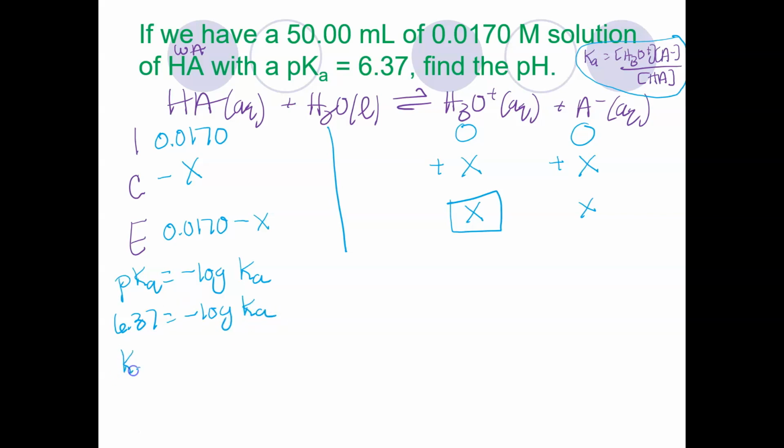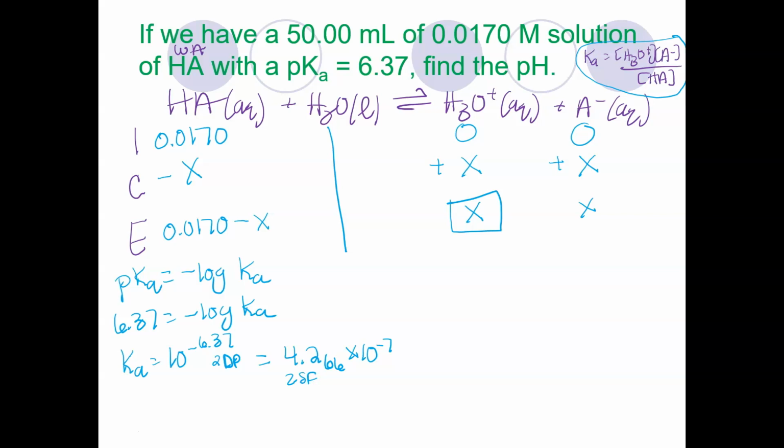So what's going to happen is when I rearrange this, this is what it's going to look like. 2 decimal places is going to get me 2 sig figs. I don't want to round quite yet, but I got 4.266 times 10 to the negative 7th. So 2 decimal places, 2 sig figs. So that's my Ka value.